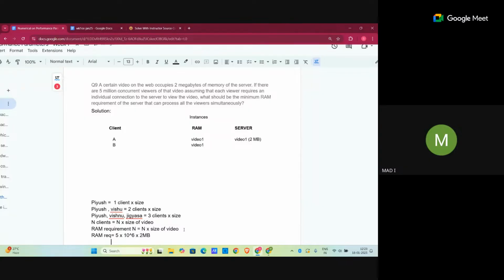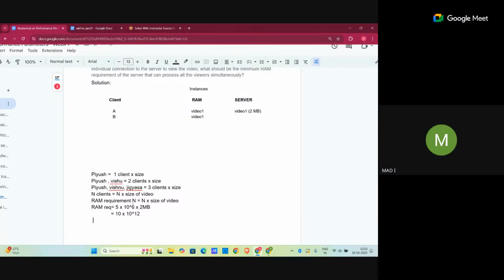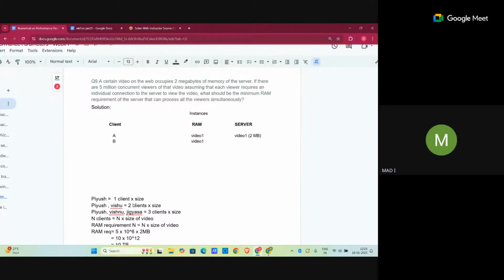So this will be equal to, megabyte is 10 to the power 6, so this will be equal to 10 into 10 to the power 12. So the answer will be 10 terabytes. Is it clear, or shall I explain it again?